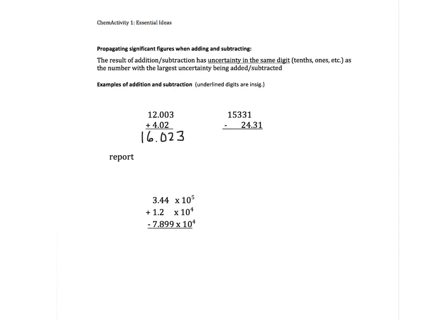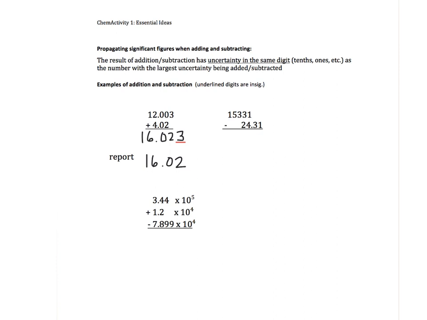16.023. And I am just going to underline the 3 to indicate that I have no idea about that number. And that's because I had no idea what the value here would be, because there was just no digit there. So that means I know the 16, I know the 0 in the tenths place, and the 2 in the hundredths place is uncertain. So I will have 4 sig figs in my answer, and when I report it, I would report 16.02, and I would not report the 3 because I don't have any idea about the 3.